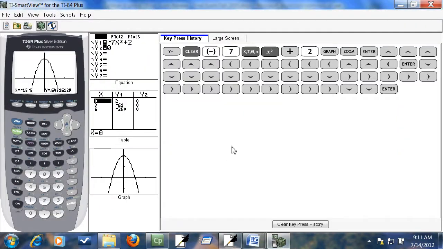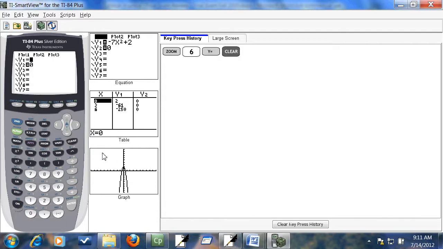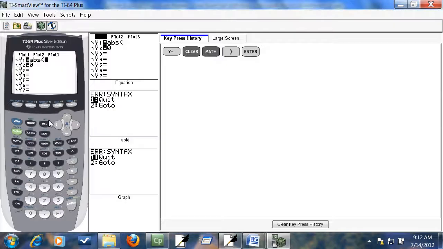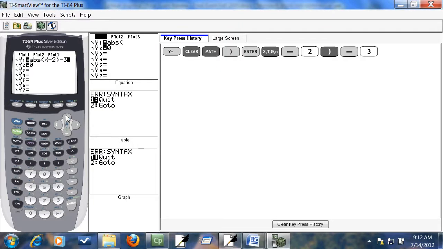If I come here and press zoom, choose ZStandard, set it back to the standard viewing window. Now if I press Y equals, clear, and we've got the absolute value, so let me clear that out and start from scratch. Y equals, clear, and then I'll choose math, and right arrow to NUM, and ABS is already selected, so I press enter on that. And we've got x minus 2, so x minus 2, closing parentheses, and then minus 3, and then graph.